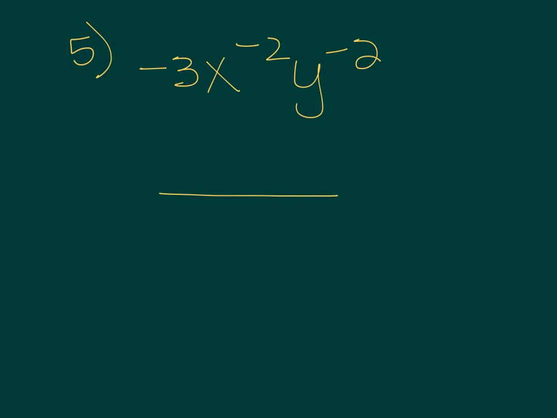Okay, we're going to draw our fraction bar. Now again, remember, this coefficient does not follow exponent rules. So it doesn't move, it doesn't go anywhere, it's just going to stay where it's at on top, negative 3. X to the negative second goes to the bottom. Y to the negative second goes to the bottom. And again, when I move it, the exponent becomes positive. Nothing I can do to that answer, that's my final answer.